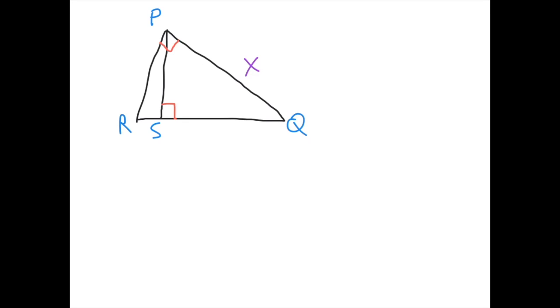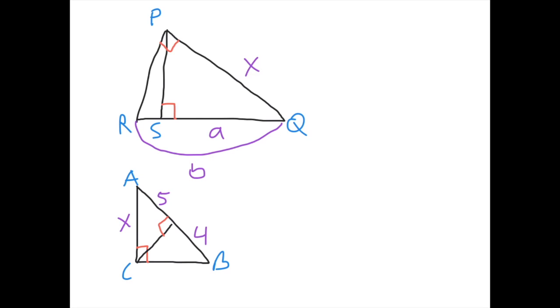So if you're trying to find one of the legs, x, then the extremes will be the part of the hypotenuse cut by the altitude that is connected to the leg. So this would be your A. And the other extreme would be the entire hypotenuse. That would be your B.